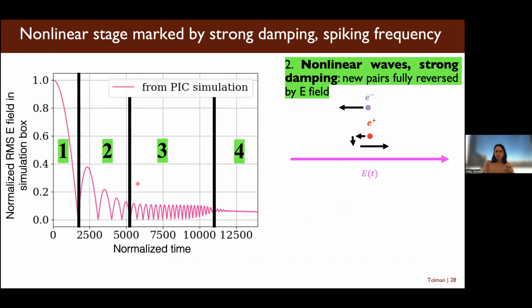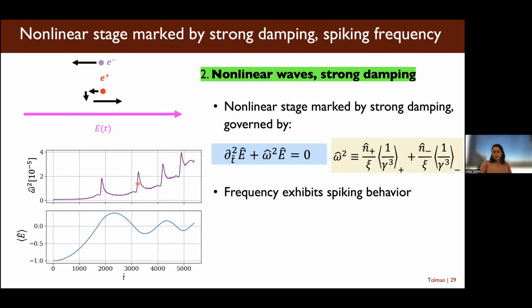All right, so after this, we will move into a nonlinear stage with strong damping when newly added pairs are fully reversed by the electric field. To understand this stage, I will bring back the plasma physics equations that we had earlier. You have an equation for the oscillation of the electric field in terms of a plasma frequency with the relativistic components.